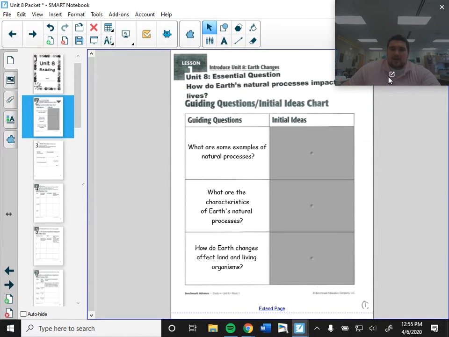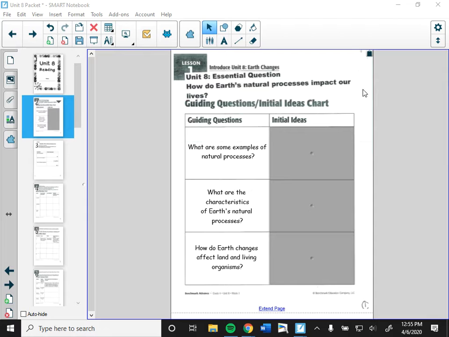We're going to be on page 1 here. Page 1 looks like this, bottom right hand corner. Today we're talking about our essential questions. Remember, our essential question is what our entire unit is about, the question that our entire unit is going to cover. Our essential question is, how do Earth's natural processes impact our lives? Natural processes are things that just happen on Earth.